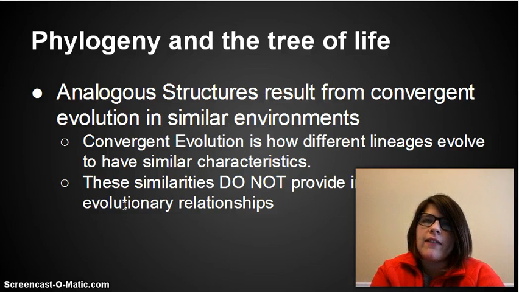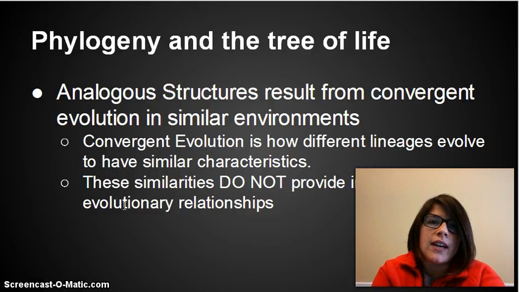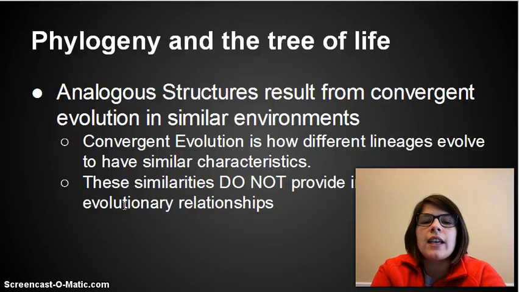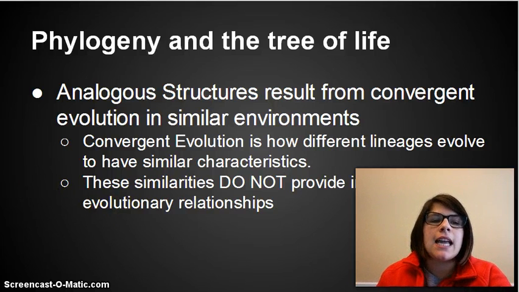So you might be asking yourself, well, Ms. Farwick, what is convergent evolution? Well, convergent evolution is how different lineages evolve to have similar characteristics. So just because it's in two different environments and we have the exact same function does not mean that it evolved in the same place. It just has to be a similar environment. And these similarities do not provide information about evolutionary relationships. We remember homologous structures to look at our evolutionary relationships, but not these analogous.